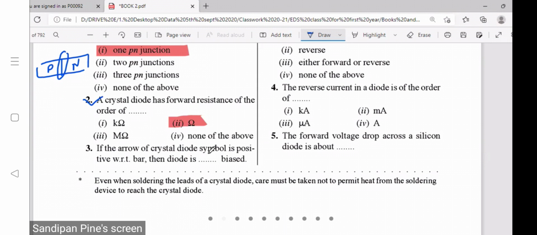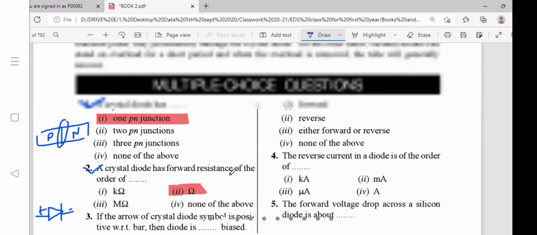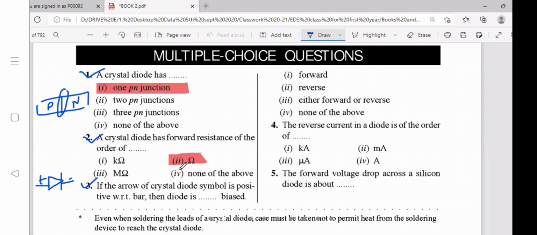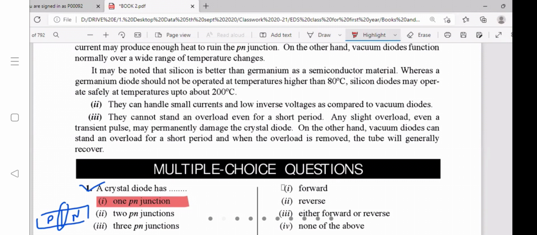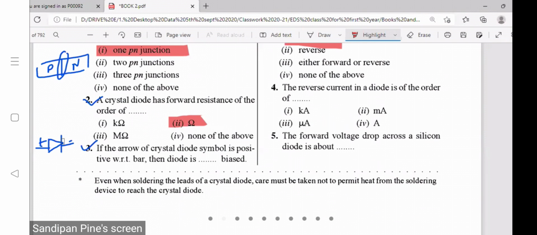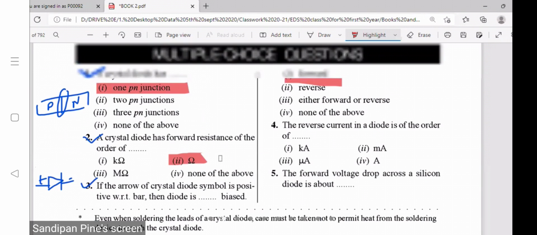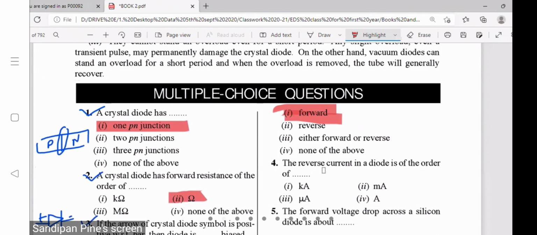The arrow of the crystal diode symbol is positive with respect to bar. So arrow is positive with respect to bar. This side positive, this side negative. So you know this is forward bias. So diode will be dash biased, means the answer should be forward bias. Arrow is positive with respect to bar. Bar is this big line, it is called bar. So arrow is positive with respect to bar, means forward bias.